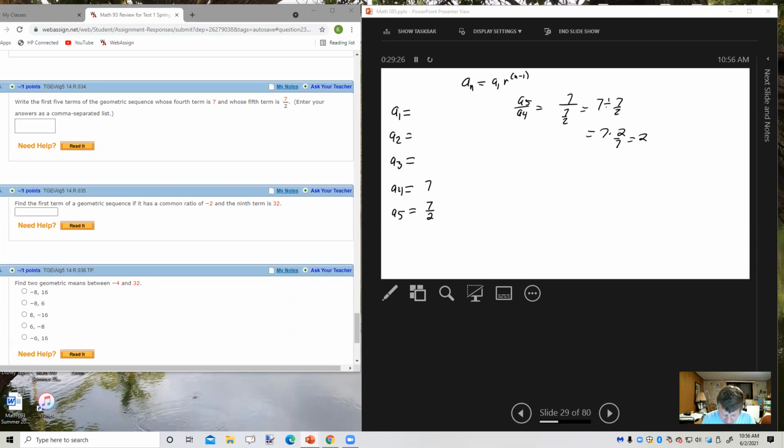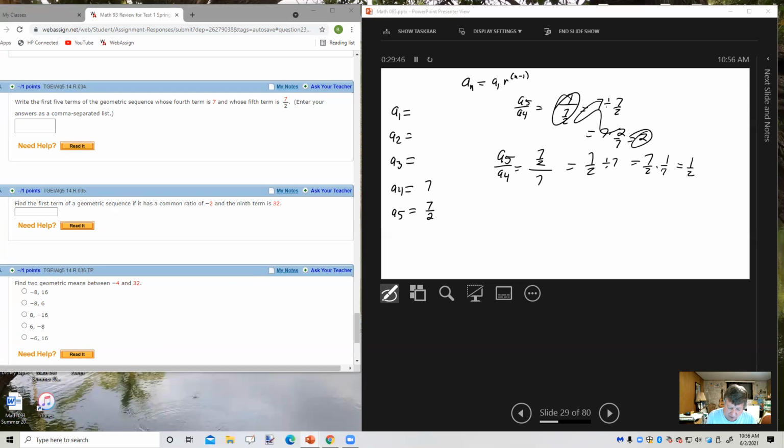You know what I did wrong? I wrote these numbers upside down, didn't I? So let's try that again. A sub 5 over a sub 4 would be 7/2 divided by 7, which is 7/2 times 1/7, which is 1/2.